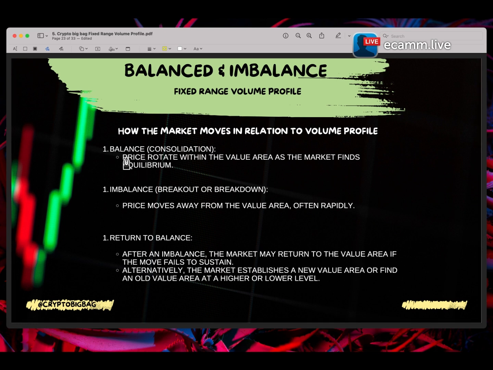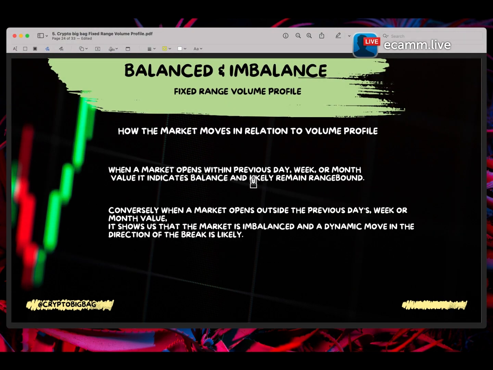Hope you understand. The balanced profile is when the market moves from the value area high to the value area low, consolidating. Imbalance is when price breaks above the value area and often moves rapidly. Returning to balance is when there's a fake out, a swing failure, and price returns to balance, or when price seeks a new balance. When the market opens within the previous day, previous week, or previous month value, it indicates balance, likely to remain range bound. I explained this earlier.